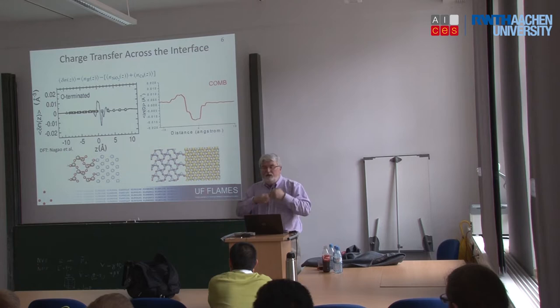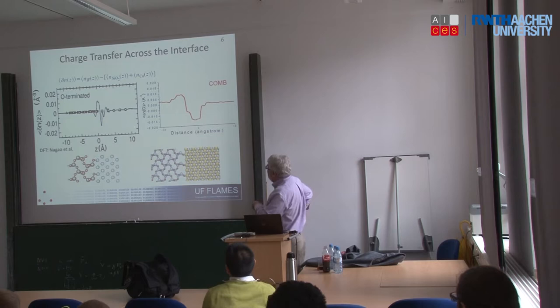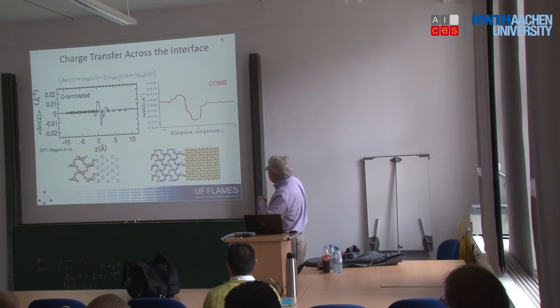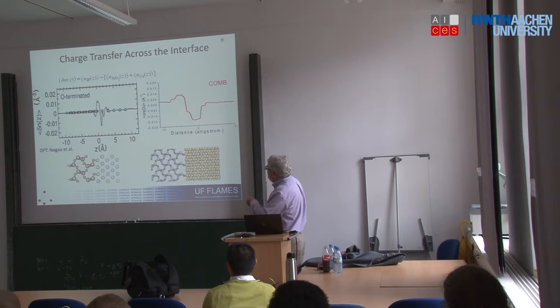And these are actually on the same scale, both this way and this way. And you can see there are differences in detail, but we're largely reproducing this fluctuation in the charge, actually the electron density, I think, at the interface from the DFT calculation.